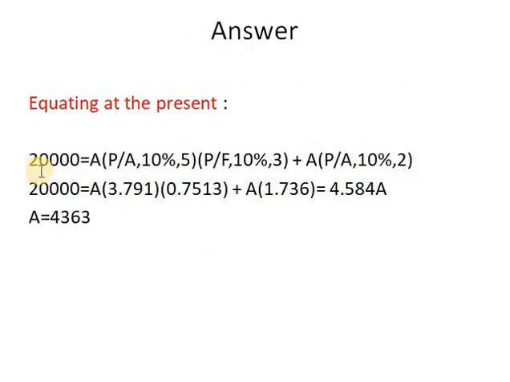So I will say $20,000 equals to the first annuity, which is the deferred one. We have amount A into P knowing A 10, 5 because we had 5 arrows. And this annuity was deferred by 3 periods, so I multiplied by P knowing F 10, 3. And this is the annuity that only had 2 arrows at year 1 and year 2. So I'm getting the present value because I'm equating this 20,000 at the present. It's already located at the present. So the present of this annuity will be P equals A into P knowing A 10, 2. By equating these sides, you will be able to get the value of A.